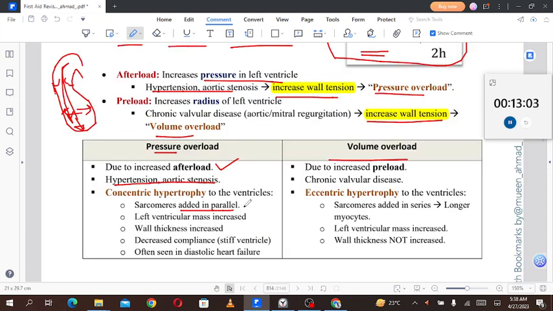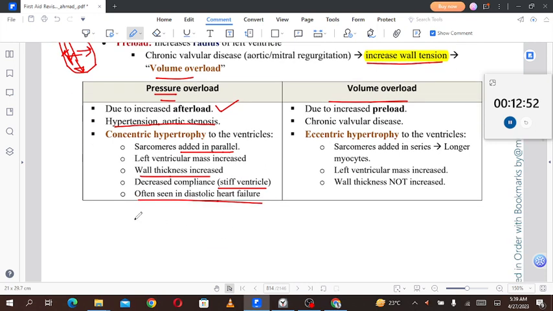So sarcomeres are added in parallel if there is pressure overload. Then left ventricular mass is increased, wall thickness is increased, and compliance is decreased, that is, stiff ventricles will be there, often seen in diastolic heart failure, and the heart sound, the gallop which we see in these conditions, is the S4 heart sound. Okay. The volume overload due to the increased preload, that is the venous return.